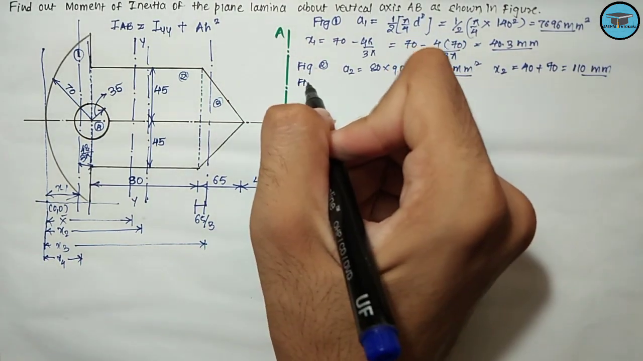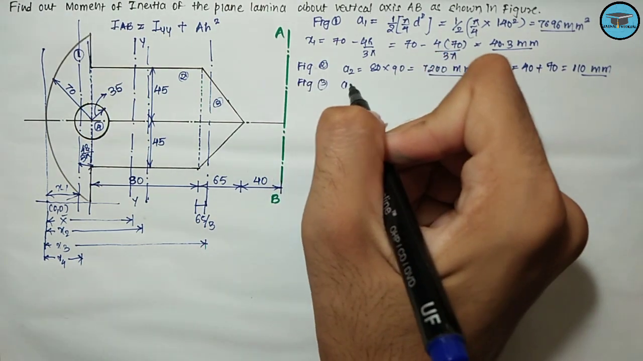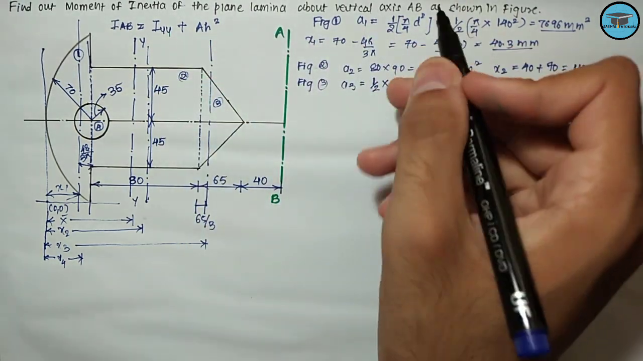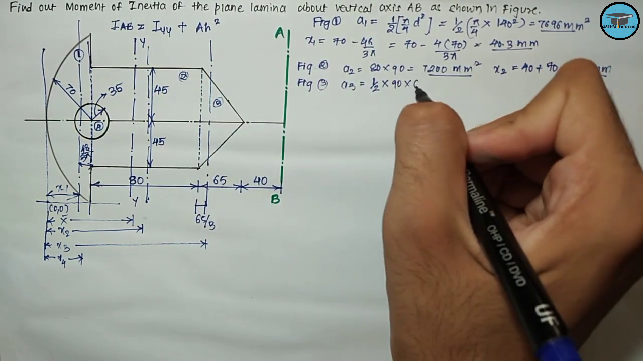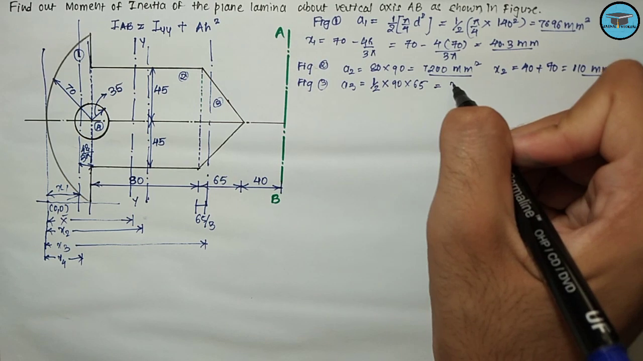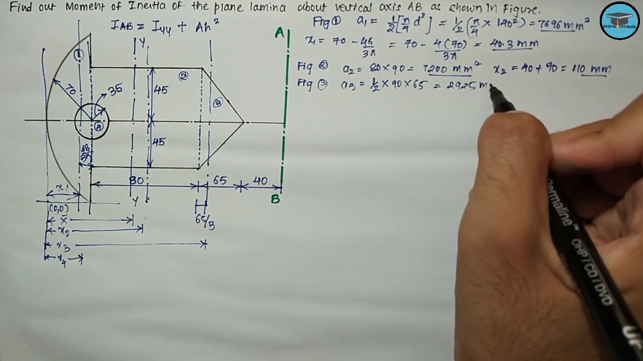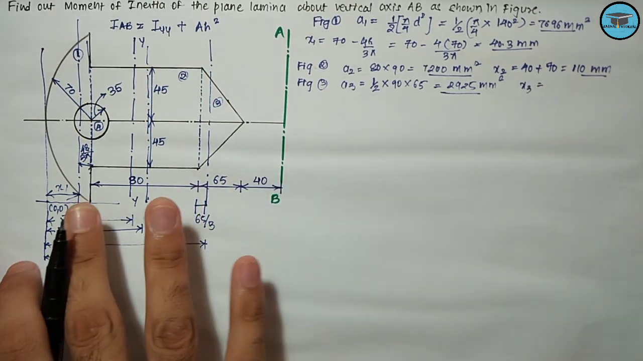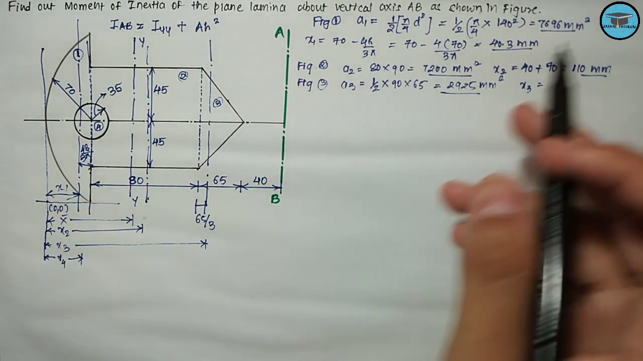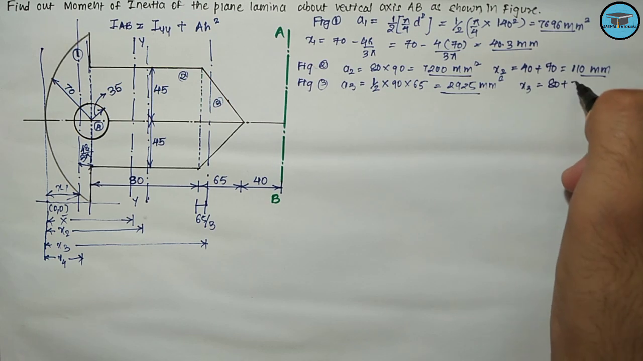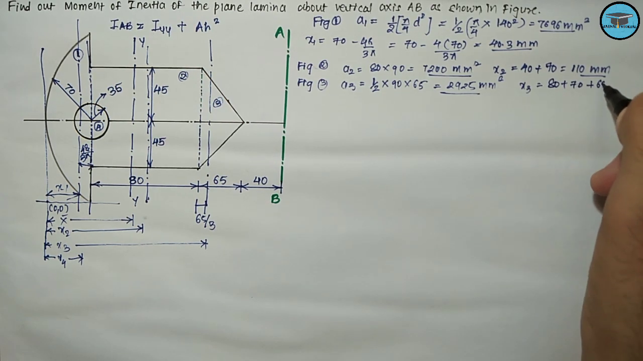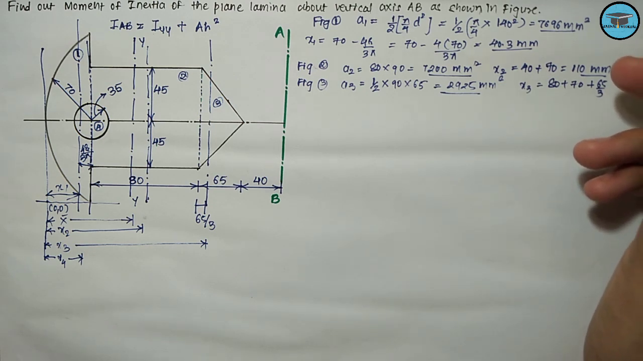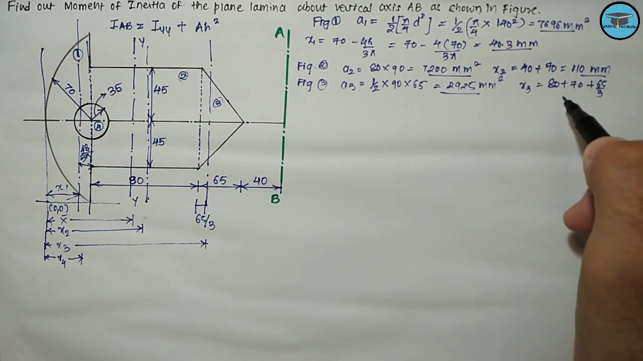Now similarly for the figure 3, the area can be given as half into base into height. So base is nothing but 90 and height is nothing but 65. So it is nothing but equals to 2925 mm square. And the value of x3 can be given as 80 plus 70 plus 65 by 3. So the value of x3 comes out to be nearly 171 mm.